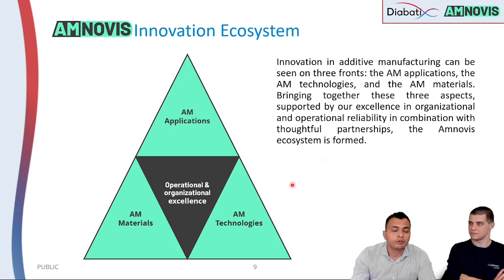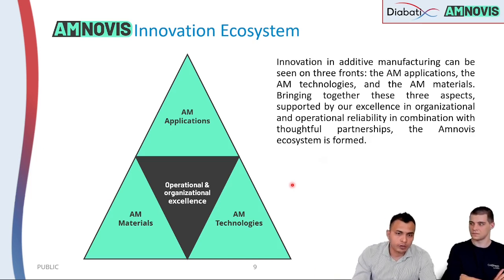In the next slide, I would like to go over our ecosystem, which represents quite well our focus on innovation. As you can see, we have three pillars, three fronts where we see innovation in additive manufacturing. The first one is AM applications. What does it indicate? That we want to print those applications which are not typically printed by additive manufacturing. So we would like to do that.